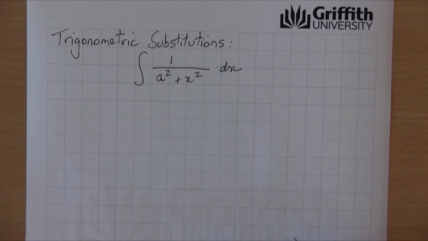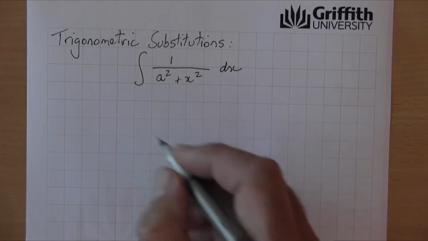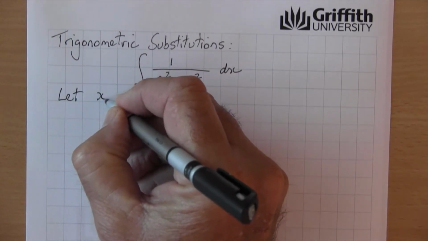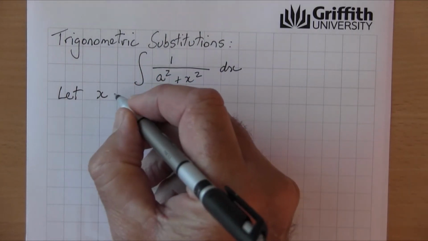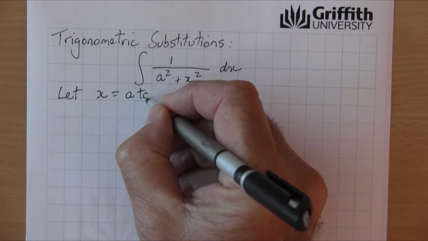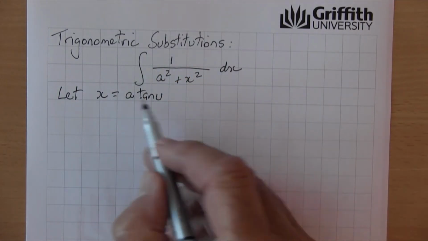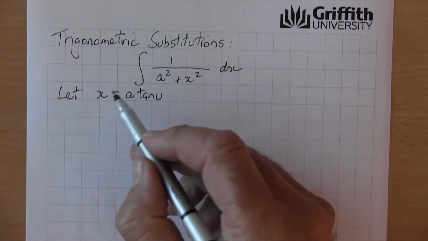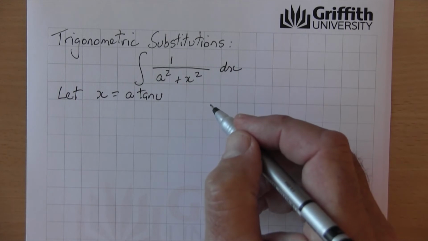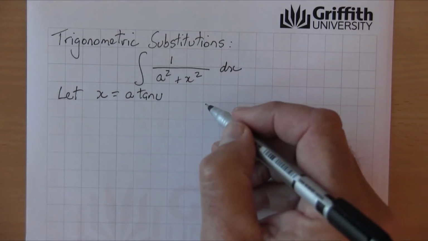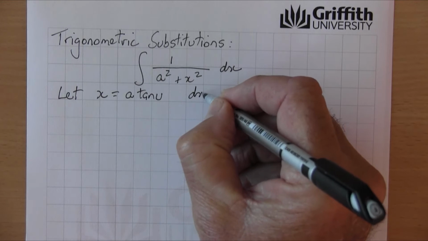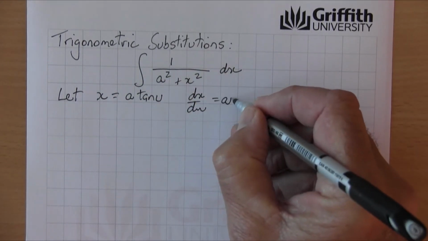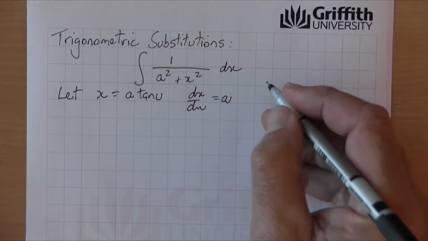Now the substitution here is different to what we've been doing before. We let x, not u, let x, this x down here, equal a tan u. That is a substitution we use when we've got 1 over a squared plus x squared. x equals a tan u. So then we can find dx du. a is a constant. The derivative of tan is sec squared.